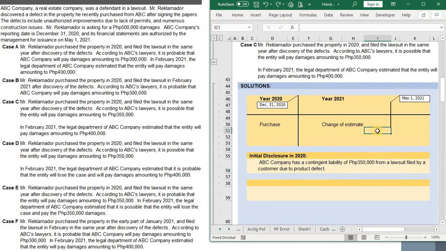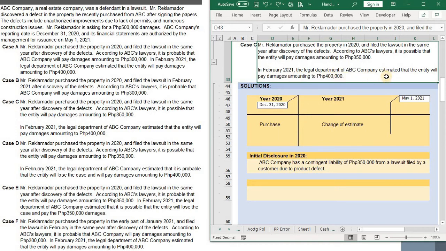Then the event happened in 2021, which is the revision of the estimate. So the revision of estimate is only the revision of the amount, not the revision of the likelihood. Because based on the sentence, in February 2021, the legal department of ABC Company estimated that the entity will pay damages amounting to 400,000 pesos. So we assume that the likelihood is still possible. However, the amount is 400,000 pesos.